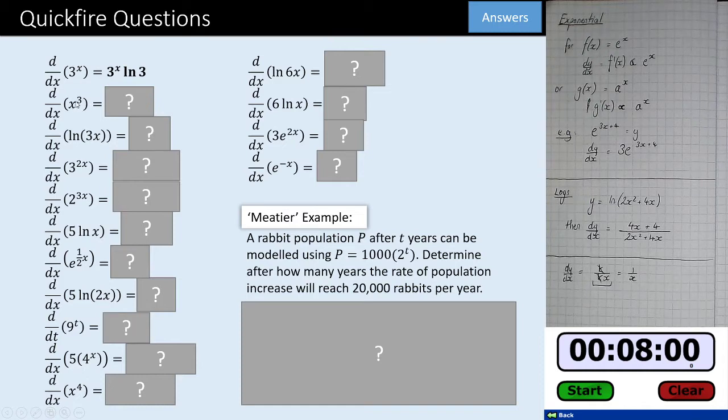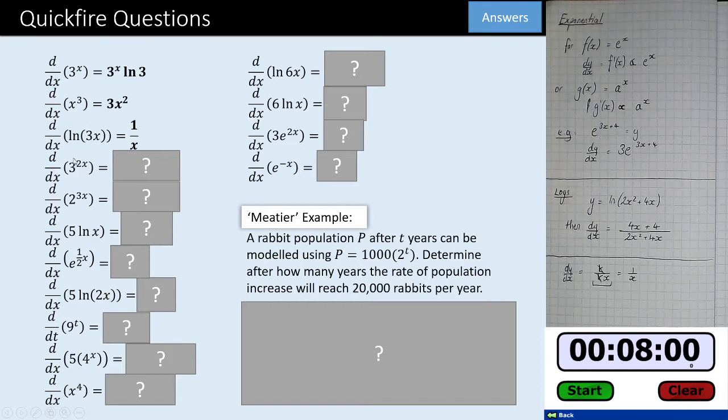This isn't an exponential, this is just a cubic. So for x to the power of 3, the power decreases by 1, and we times by the old power. So it's just 3x squared. That's one that we should just know. Ln 3 of x, okay? Now you may have written 3 over 3x, which would be an unsimplified answer, but remember that it will just simplify to be 1 over x, because the 3's will cancel each other out.